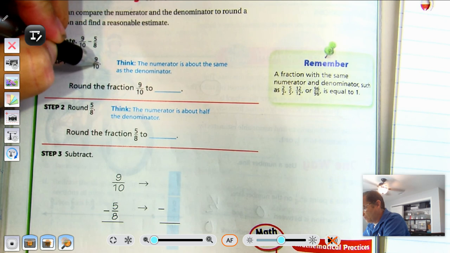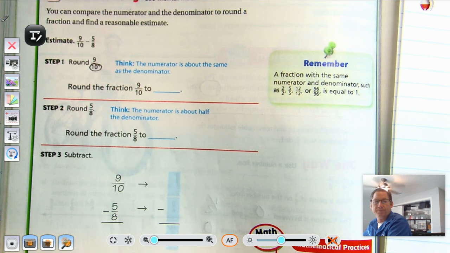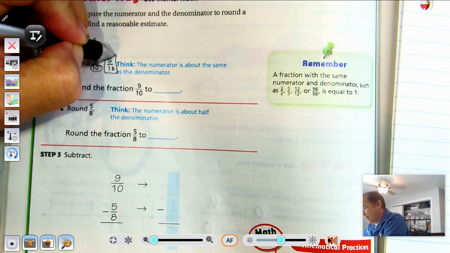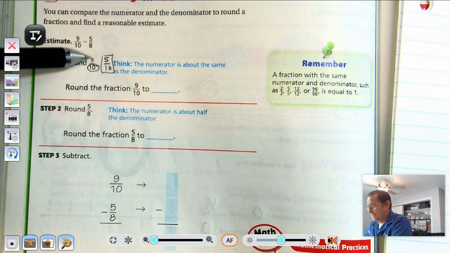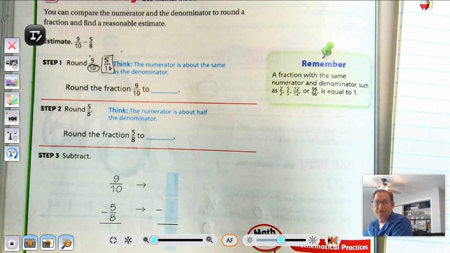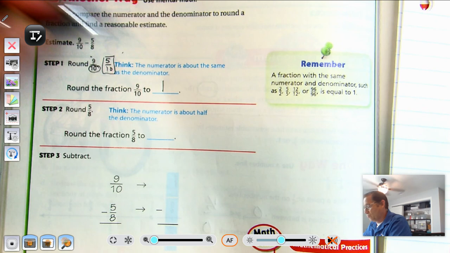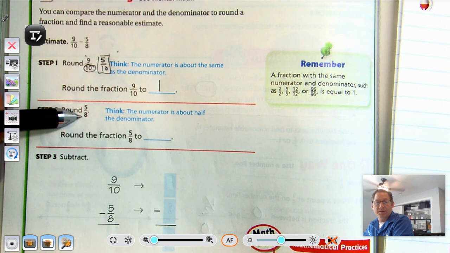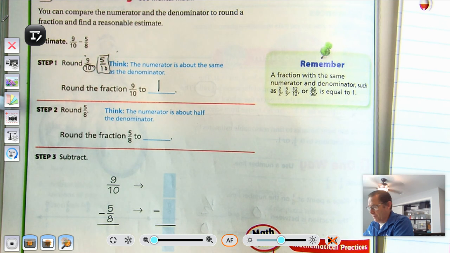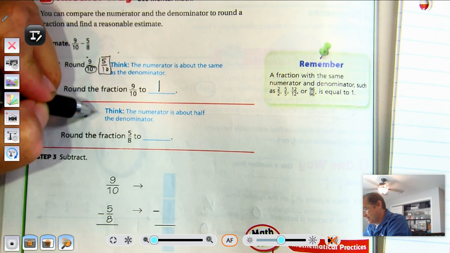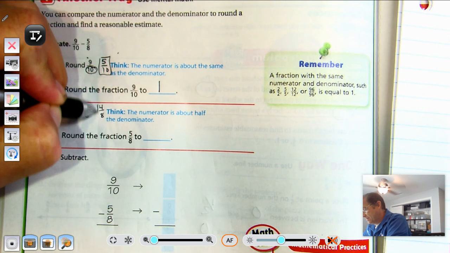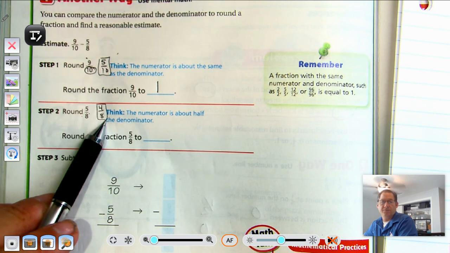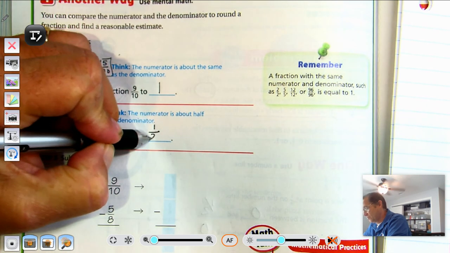Another way of thinking about that is, what's half of 10? Half of 10 would be 5, right? So halfway would be 5/10. Well, 9/10 is clearly greater than 5/10, right? So we would round that to 1 whole. 5/8, think the numerator is about half of the denominator, right? What's half of 8? Half of 8 is 4/8. So the 5/8 is close to 4/8. So we're going to round 5/8 to 1/2.